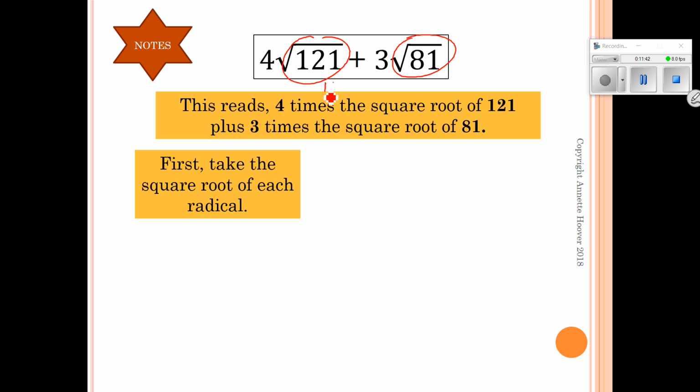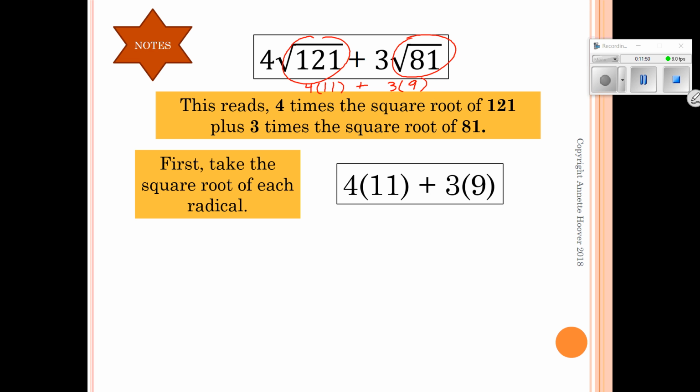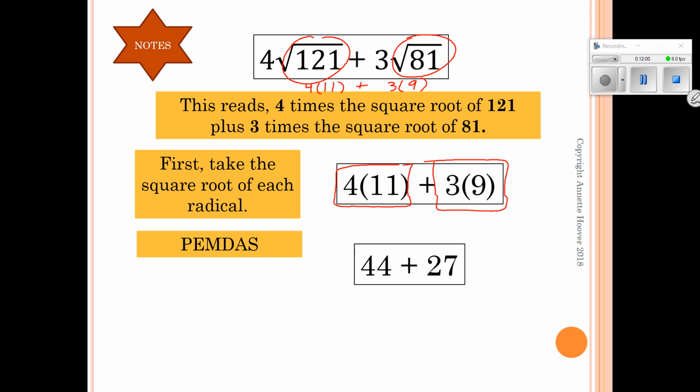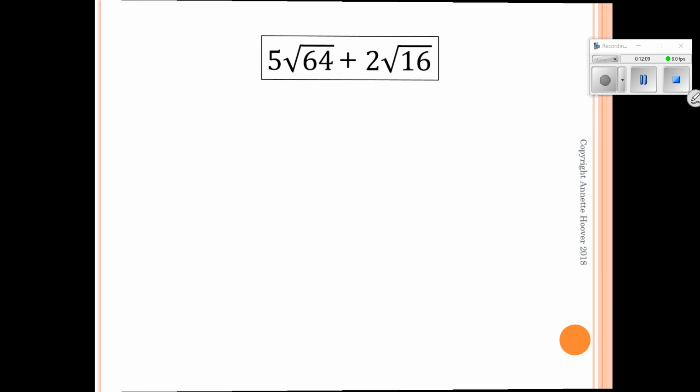So that would be 4 times 11. And the square root of 81 is 9. So we would have 3 times 9. So we evaluated what was under the radical sign first. Now we have to do our multiplication before we can do our addition. So that would be 44 plus 27, which then you can add and get 71. So it's just a matter of following the correct order when you fill these out.